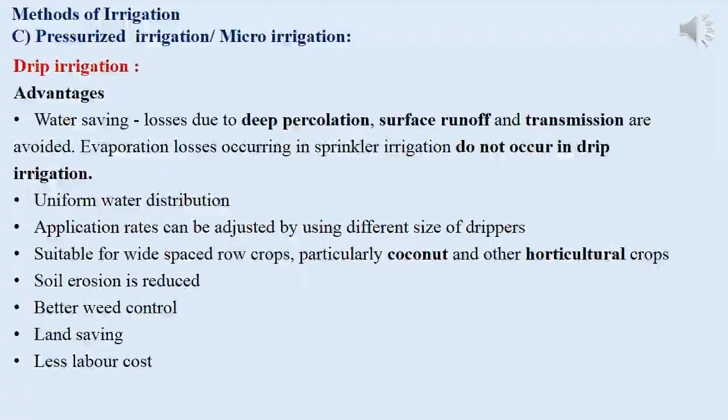Then this method is suitable for wide spaced row crops, particularly coconut and other horticultural crops. By using this method, soil erosion can be reduced. Then we can control the weeds. Then we can save the land and less labor cost is required.